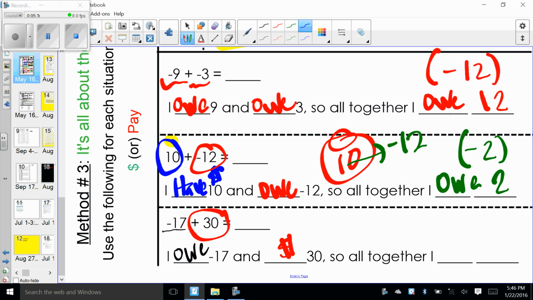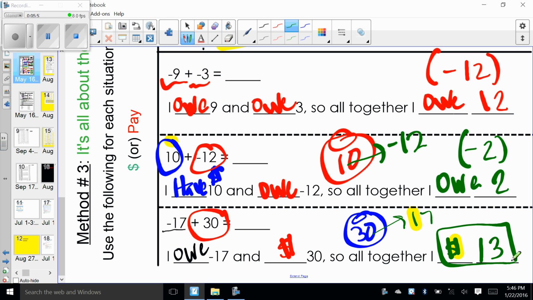So let's draw a picture of what's going on here. I have $30 in my bank. I'm trying to take 17 out. Can I take 17 out of a bank where I have 30? Is it possible to do that? Yeah, I can. I can take $17 out of a bank that has 30. Altogether, then I still have $13 left in the bank, +13.